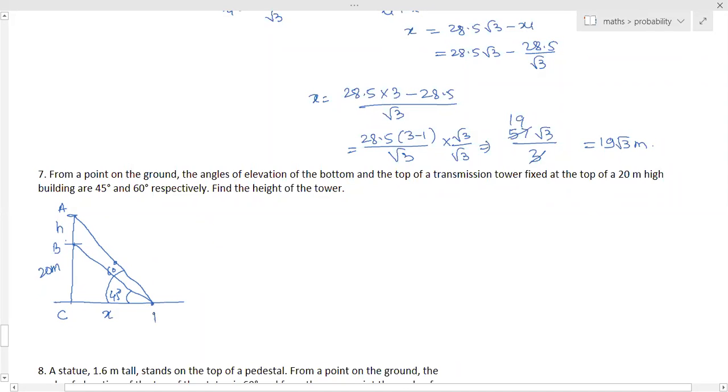So BCP triangle, tan 45 is equal to 20 by x. So 1 is equal to 20 by x. x is equal to 20. Ma'am, is the height of the tower 14.64? Yes.